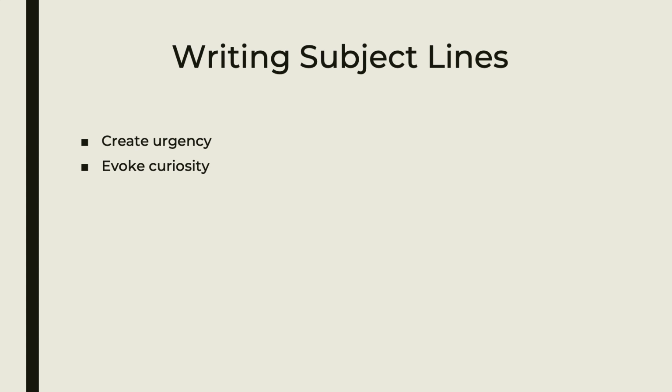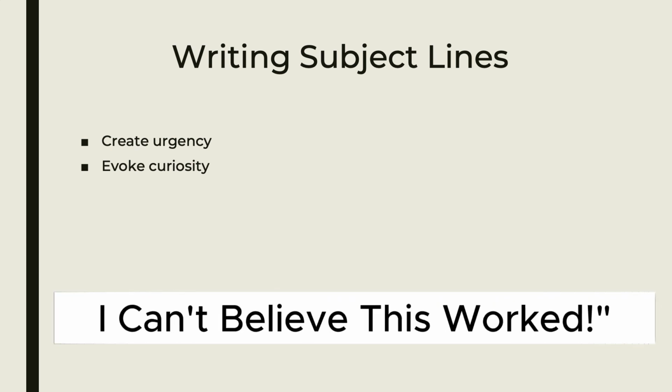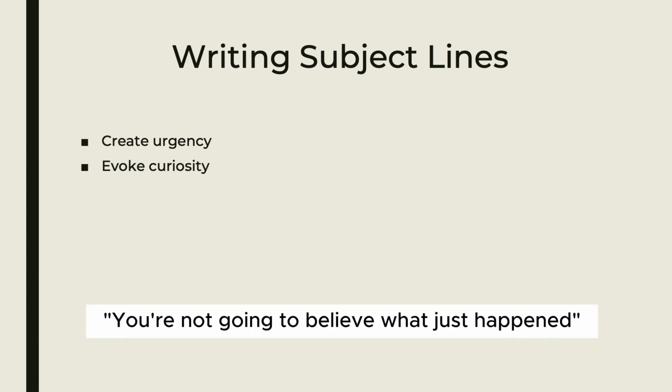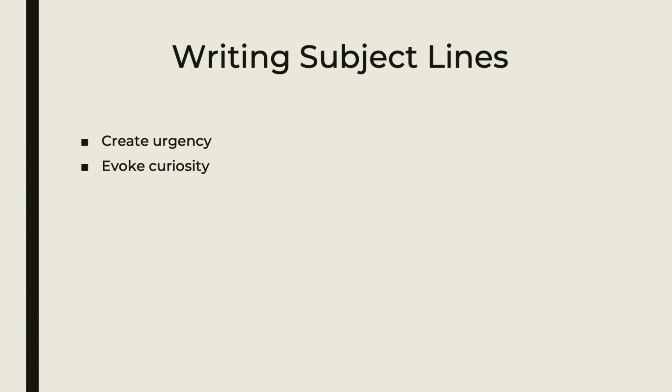So use mystery in your subject lines. Create an open loop that triggers a strong urge in your subscriber's mind to fill the gap of the missing information. A great way of doing this is using a cliffhanger, right? For example, you might say something like, "I can't believe this worked," or "You're not going to believe what just happened." Things like that are going to really create curiosity.